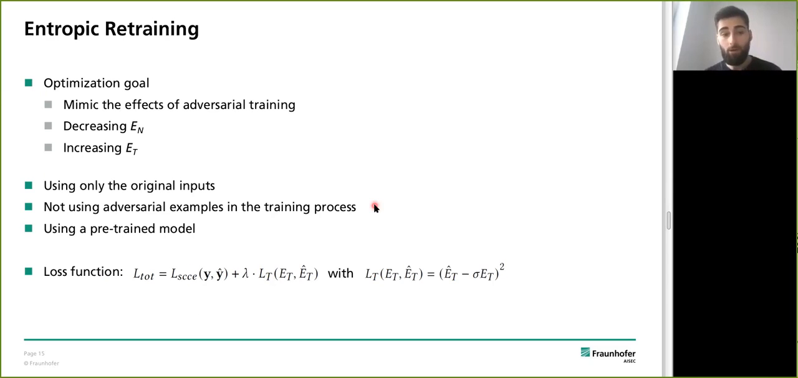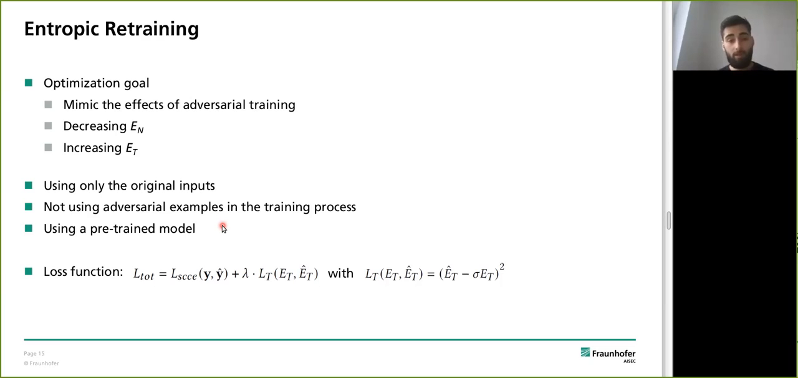So our concept in this paper was to use this observation, to use our metrics which we introduced earlier, and try to mimic the effects of adversarial training. So what does this mean? The optimization goal during entropic retraining is to increase ET and to decrease EN, like it happened during adversarial training. And we try to accomplish this only by using the original input. So we do not craft adversarial examples. And again, we use a pre-trained target network, like it is done in adversarial training.